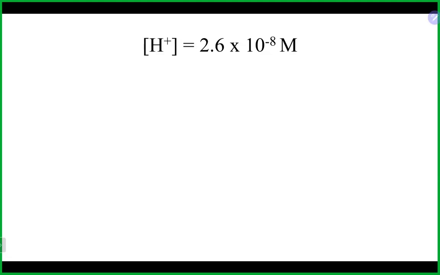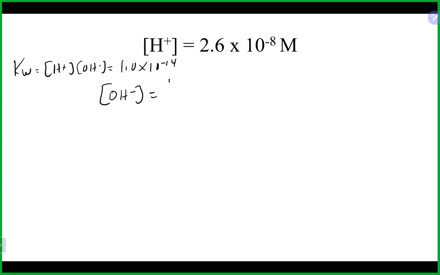Okay, so let's take a look. The good news on this one again is it's pretty much the same calculation, regardless of which one you're given. Since our KW equals the H plus concentration times the OH minus concentration, that equals 1 times 10 to the minus 14. It really doesn't matter which one you have. You're basically going to take 1 times 10 to the minus 14 divided by the other concentration. So in this case, we'll look for the OH minus, 1 times 10 to the minus 14 divided by the H plus, and popping in our number there.